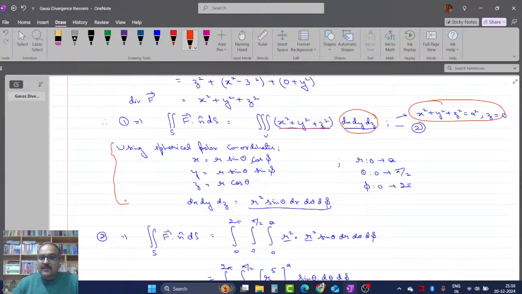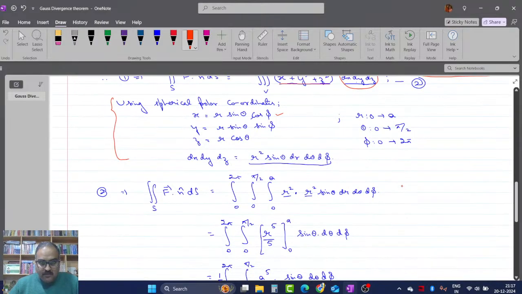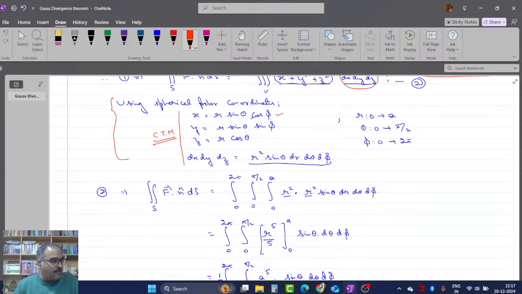Now this is basically the standard rule for spherical polar coordinates. So for this one, we have x equal to r sin theta cos phi. You need to remember these values, it will be standard always. y is equal to r sin theta sin phi, and z equal to r cos theta. So r varies from 0 to a, theta varies from 0 to pi by 2, and phi varies from 0 to 2 pi. So dx, dy, dz is equal to r square sin theta dr, d theta and d phi. These are the standard values which you need to remember. So basically commit them to memory.